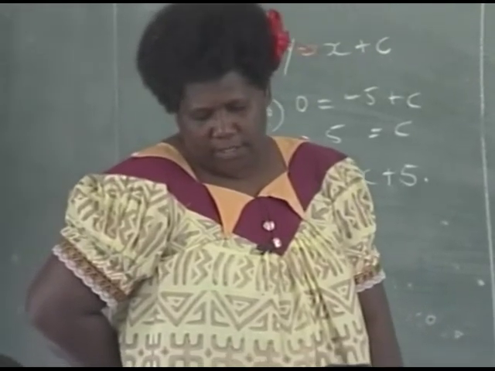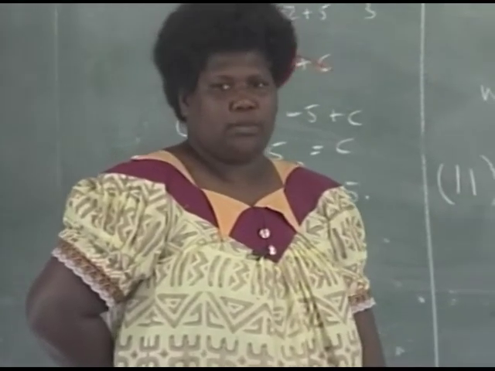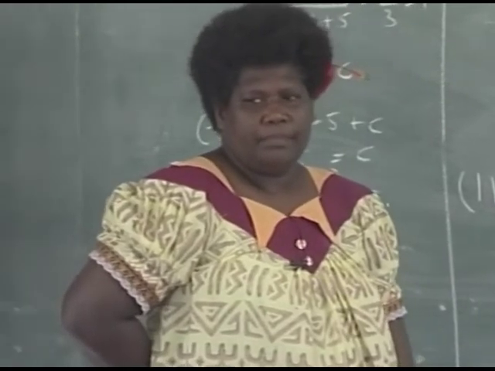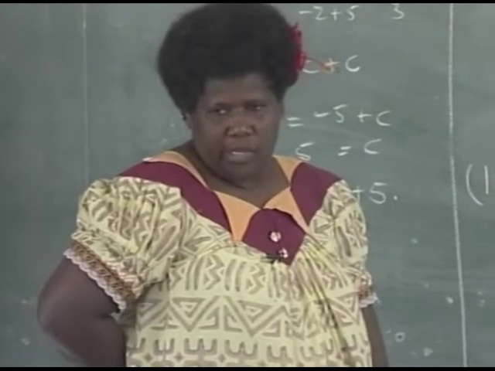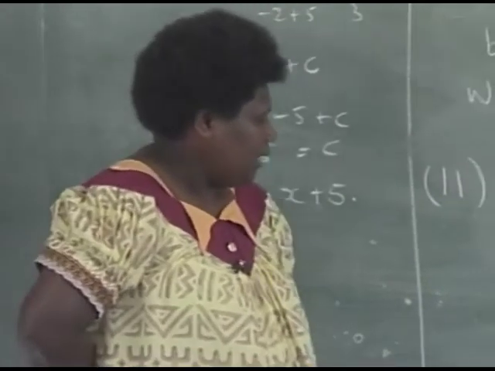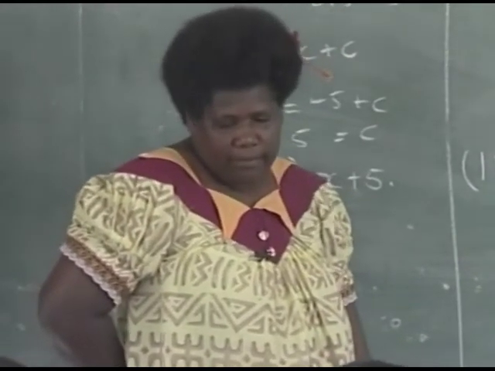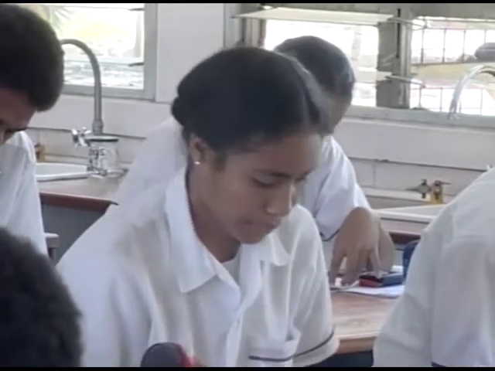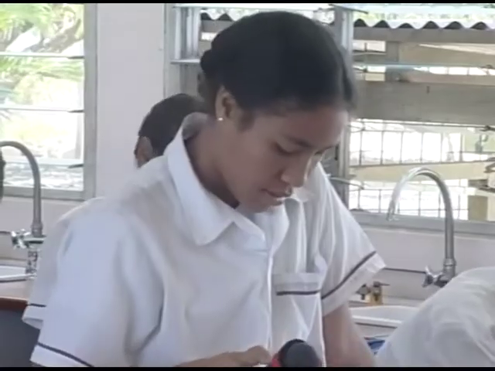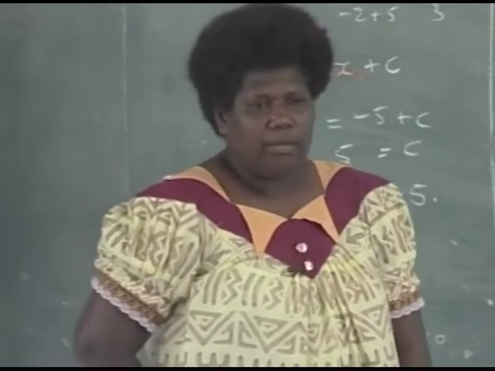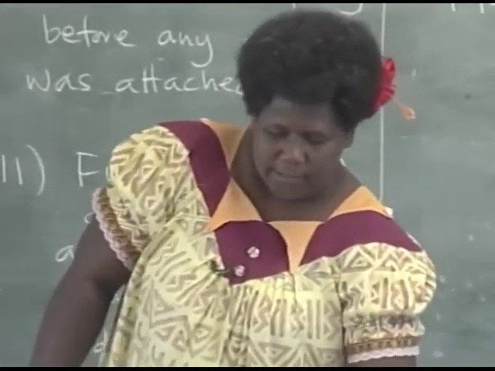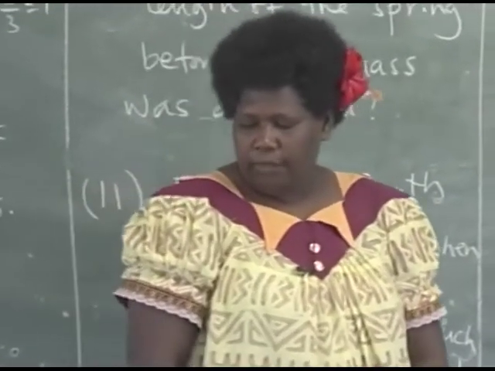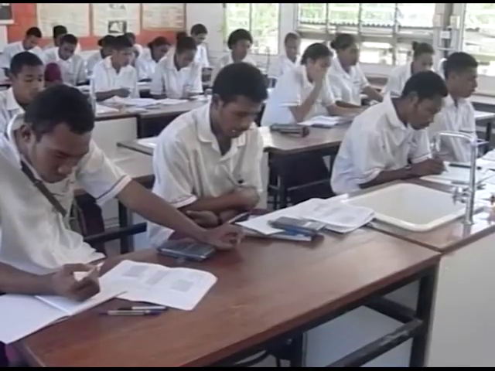The question is, how much did the spring extend when this mass was attached? Velma, how much did the spring extend when a mass of 5 kilograms was attached? 10 centimeters. You all agree that it's 10 centimeters? Okay, because 15 is the original length of the spring. It extended 10 centimeters.